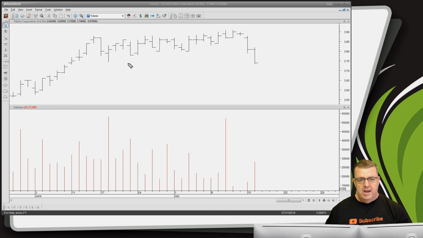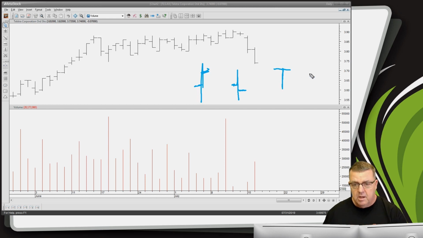So you'll quite often see days like this where it'll be an open, a high, a low, and a close, or it'll be an open, high, low, and then the close is lower than the open. But there will be days where it opens here, goes low, comes back up and closes at the same point as the open and the high.